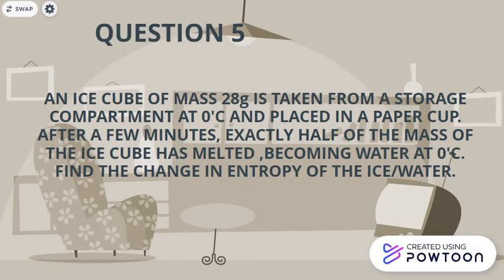Now we're moving to question 5. The question states that an ice cube of mass 28 grams is taken from a storage compartment at 0 degrees Celsius and placed in a paper cup. After a few minutes, exactly half of the mass of the ice cube has melted, becoming water at 0 degrees Celsius. Find the change in entropy of the ice or water.